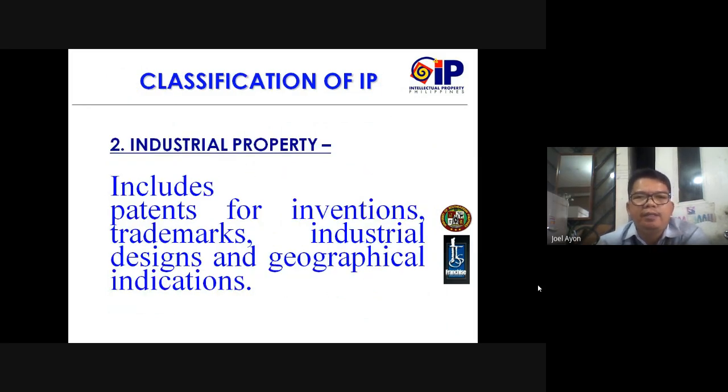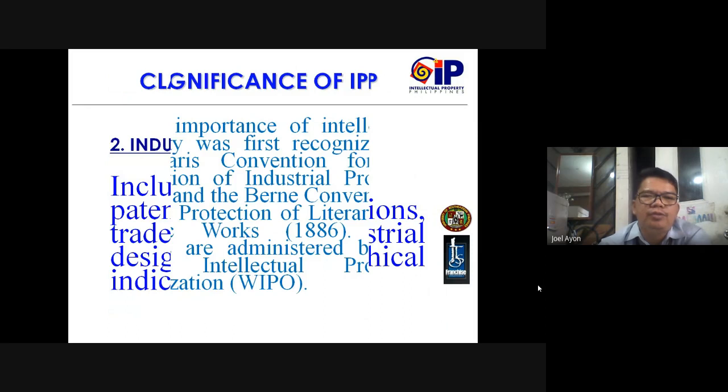The second main classification of IP is industrial property. It includes patents for inventions, trademarks, industrial designs, and geographical indications.